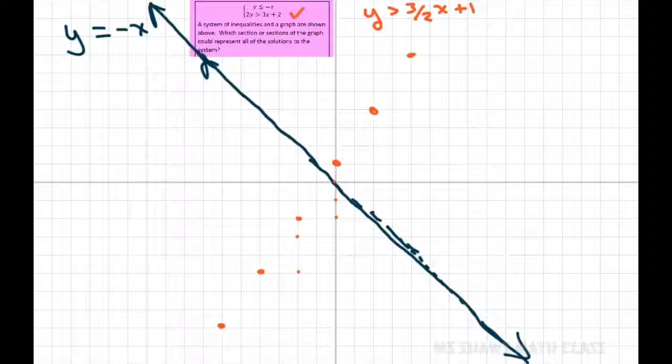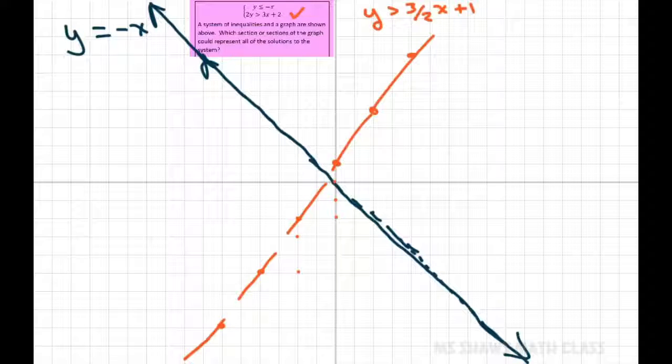I'm trying to get as straight a line as possible to graph this. So I'm graphing. All right, so there's your makeshift graph there. And now we're going to shade.